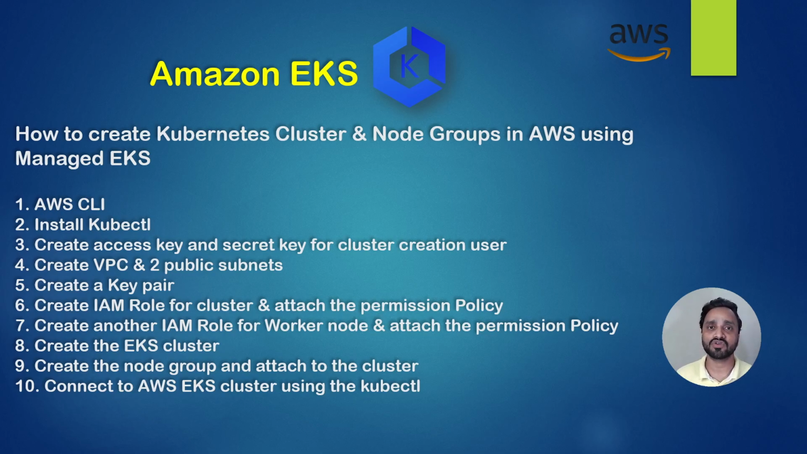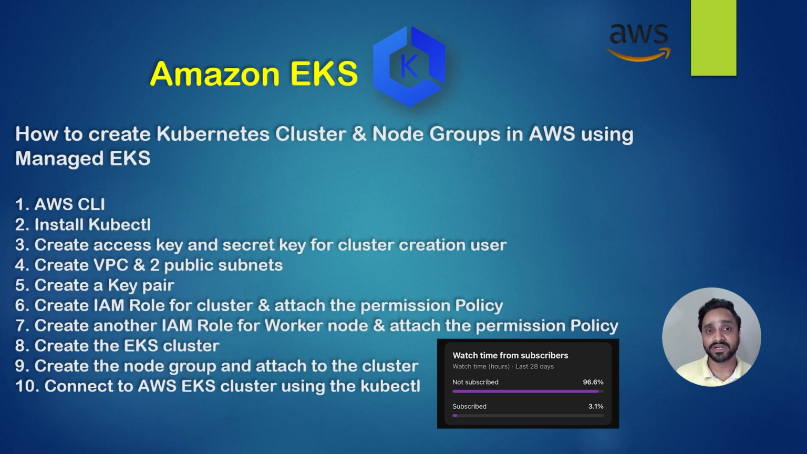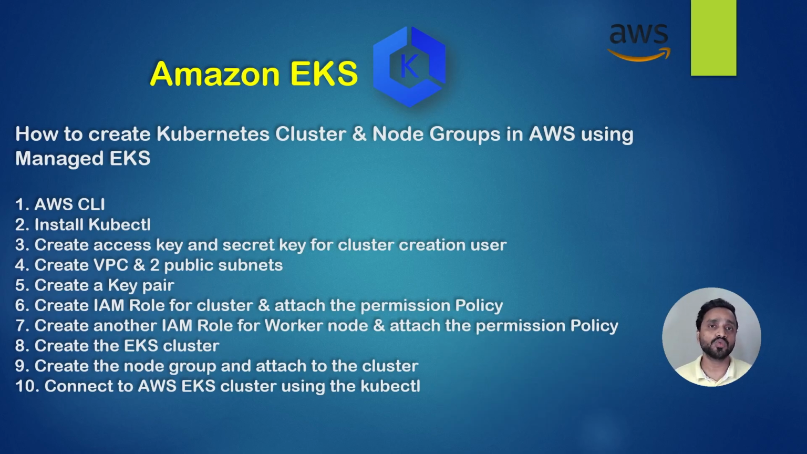That node group means what? Worker nodes. For that, we are going to create a worker node group. In that, I am using two worker nodes, meaning creating two AWS instances using Linux or any other operating system. Let's take Linux here and connect to the AWS EKS cluster using the kubectl that we install on our PC. So let's go to our AWS console and create a Kubernetes cluster and node groups in AWS using Managed EKS.